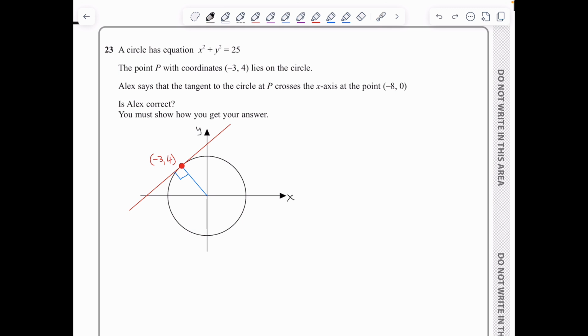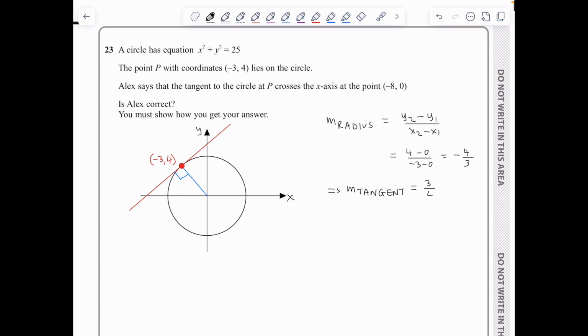And therefore I will proceed by finding the gradient of the radius, because I've got 2 points lying on this line. So I'll be using (y2 - y1) over (x2 - x1). In this case we're looking at (4 - 0) over (-3 - 0), which gives an answer of -4/3. Well, we know that since this is a right angle, then the tangent here is perpendicular, and I will flip and change the sign to get the gradient of the tangent. So if the gradient of the radius was -4/3, then the gradient of the tangent is 3/4.